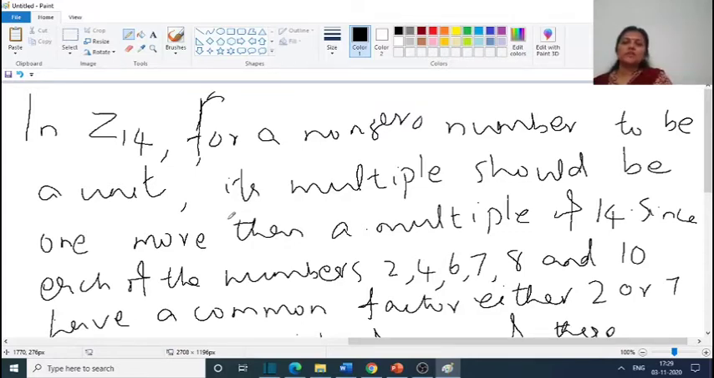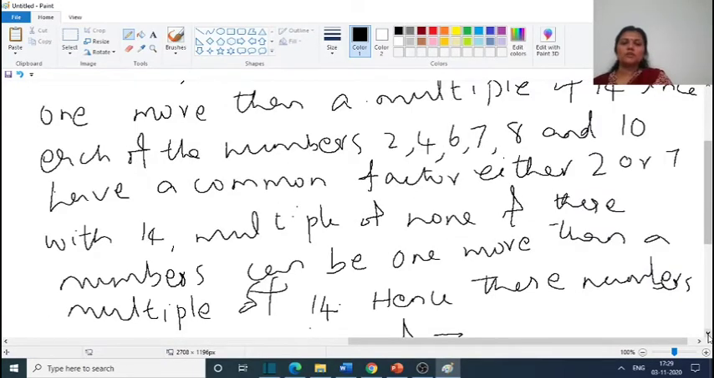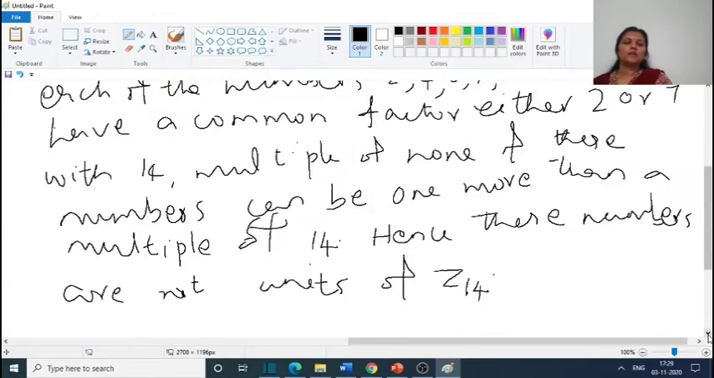So since each of these numbers 2, 4, 6, 7, 8 and 10 have a common multiple of either 2 or 7 with 14, a multiple of none of these numbers can be 1 more than a multiple of 14. Take 7: any multiple of 7, like 7 into 2, is 14. So the remainder when divided by 14 will be 0.